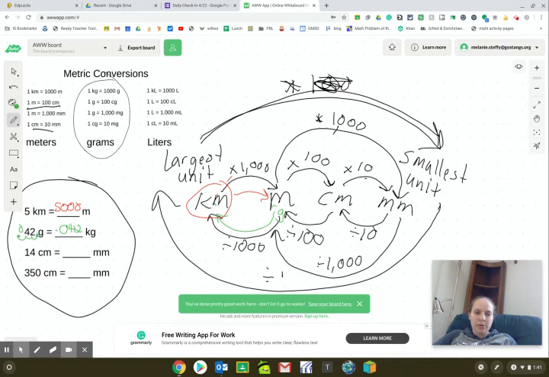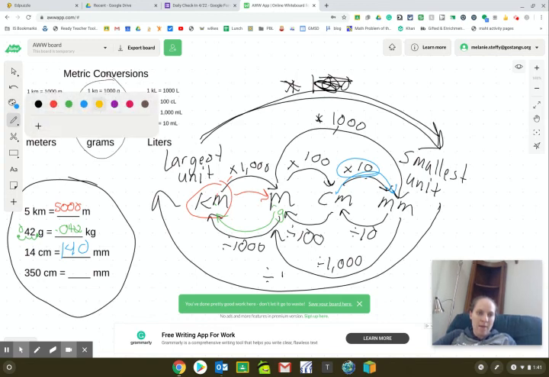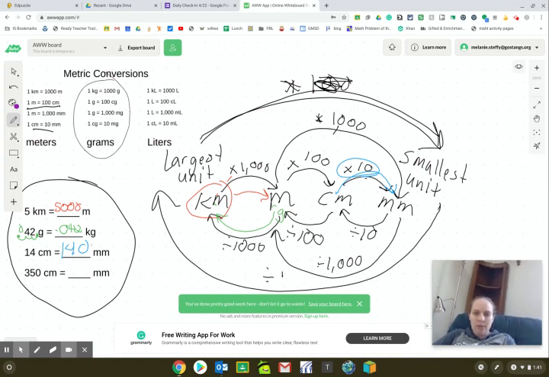14 centimeters equals how many millimeters? So I'm starting at centimeters and I'm going to millimeters, which means I'm going from larger to smaller units. So I'm multiplying by 10. So 14 times 10 is 140. And then last but not least, we have 350 centimeters to millimeters. So I'm going from centimeters to millimeters. So once again here, I'm multiplying by 10. So 350 times 10 is just attach a 0.